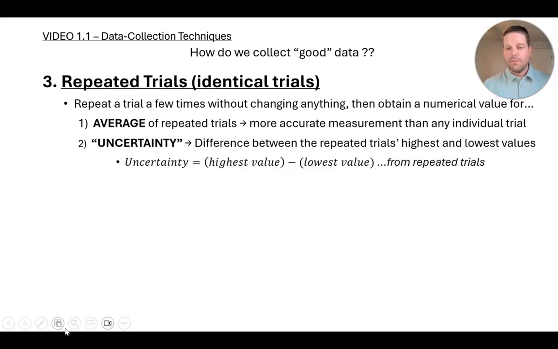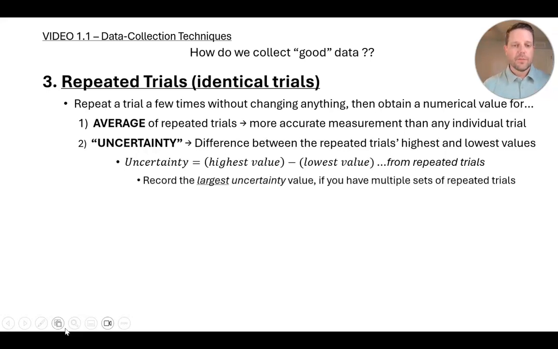So it's very important that we have that from repeated trials. And then if we have multiple different data points that have repeated trials, like each length has repeated trials, then we're going to use the largest uncertainty value as our uncertainty.